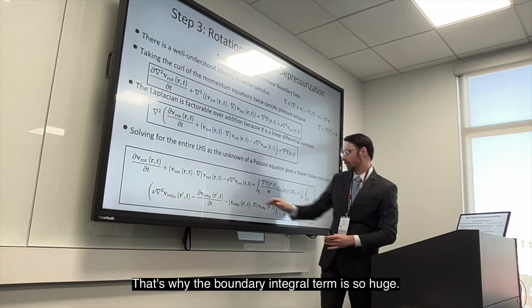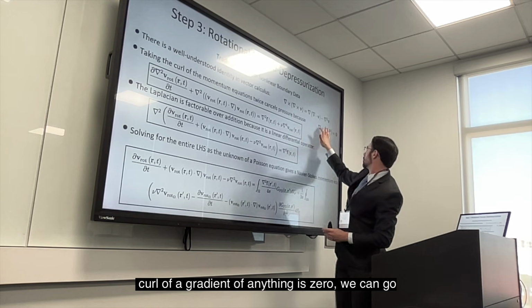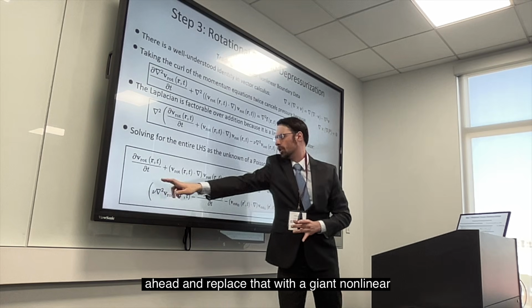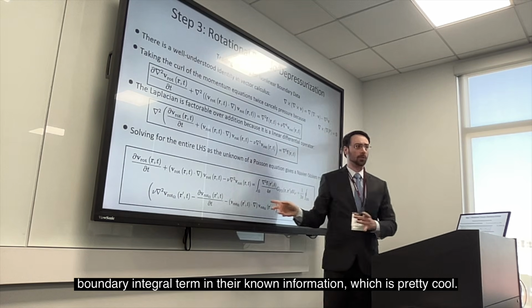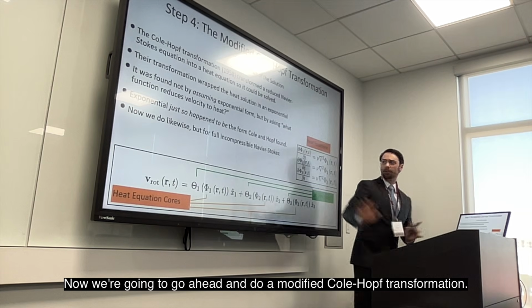That's why the boundary integral term is so huge. So we've effectively replaced the pressure, because the curl of a gradient of anything is 0. We can go ahead and replace that with a giant nonlinear boundary integral term in our known information, which is pretty cool. So we've gotten rid of pressure. Now we're going to go ahead and go to a modified Cole-Hopf transformation.